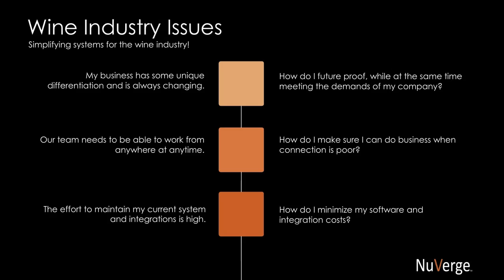The last statement here is that the effort to maintain my current system is very high. We hear that from a lot of our customers already. They're spending a lot of money just keeping the lights on, just maintaining their existing systems, whether it be the ERP system or their grower and blend systems. All those systems cost them money, and they're aging, and they can't even change them dynamically. They have no control. So how do I also minimize my software costs and integration costs going forward?